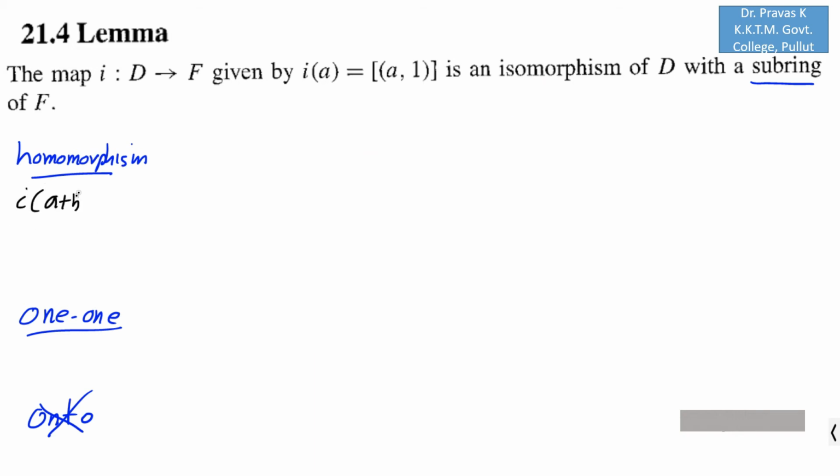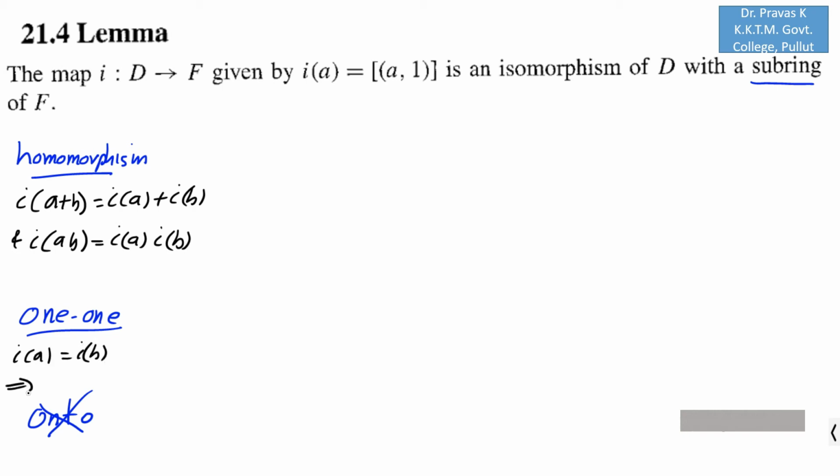So for that we first prove that it is a homomorphism, that is, we need the ring homomorphism properties: I(A + B) = I(A) + I(B), and I(AB) = I(A)·I(B). In order to prove that it is a one-one map, you need to start with I(A) = I(B) and prove that A = B.